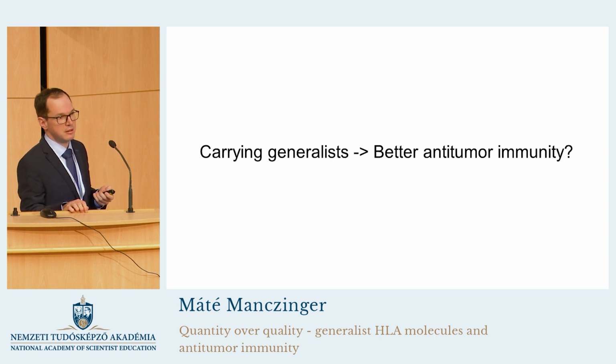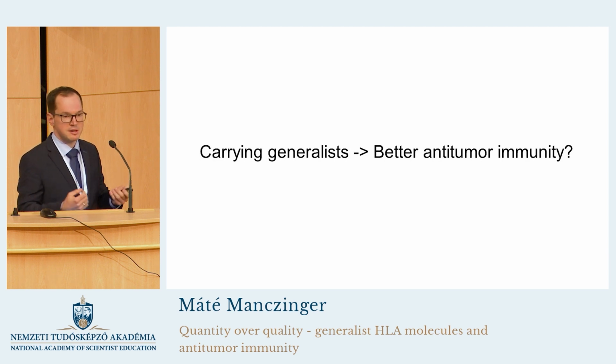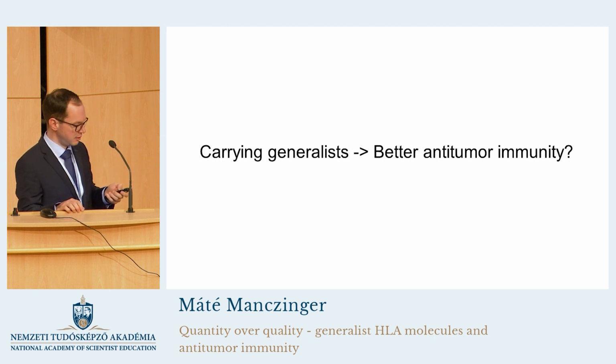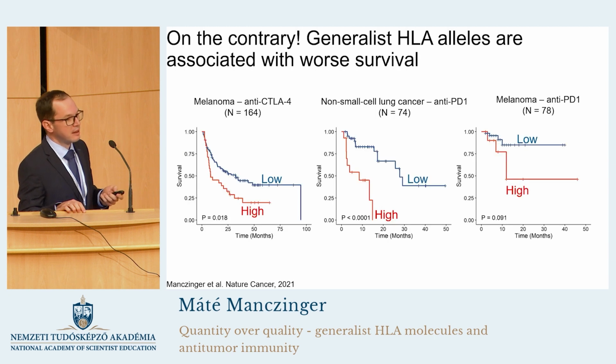So we examined different cancer immunotherapy cohorts, and we determined how many generalist alleles and specialist variants are carried by different individuals in these cohorts. And we found exactly the opposite of what we expected. Here there are three cohorts: a lung cancer cohort and melanoma cohorts, and there are two different treatment options, the CTLA-4 inhibition and the PD-1 inhibition.